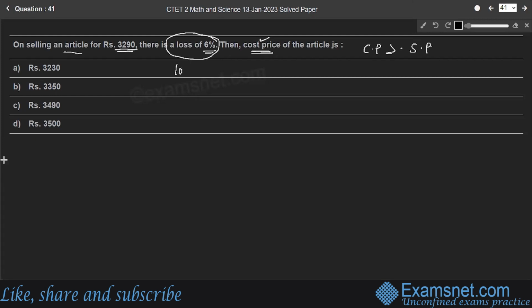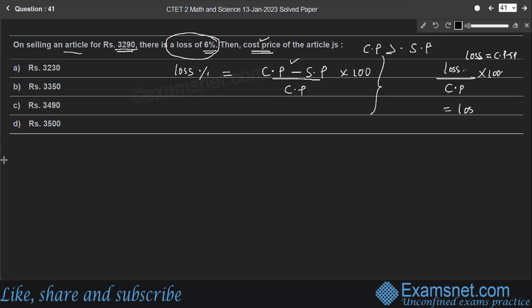Right. So we know the formula for loss percentage, which is equal to, since cost price is greater, we'll take cost price minus selling price over the cost price, right, into 100. Here, cost price minus selling price means loss, right? So loss is nothing but cost price minus selling price. So the meaning of this formula means for certain cost price, there is a loss. Say for example, for 4000 rupees cost price, there is a loss of so and so rupees. Therefore, for 100, which is nothing but loss percentage.